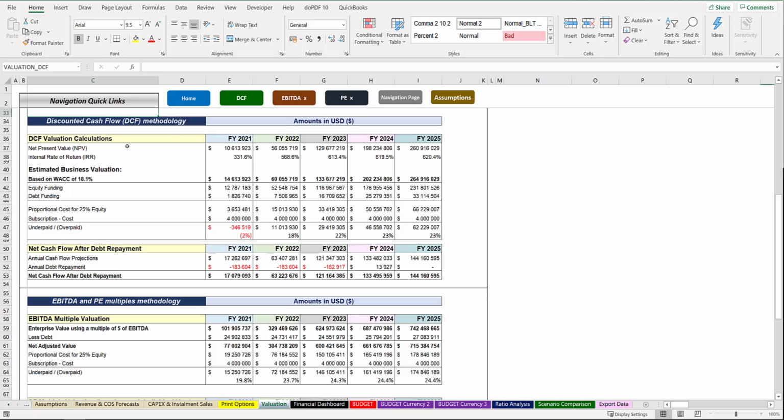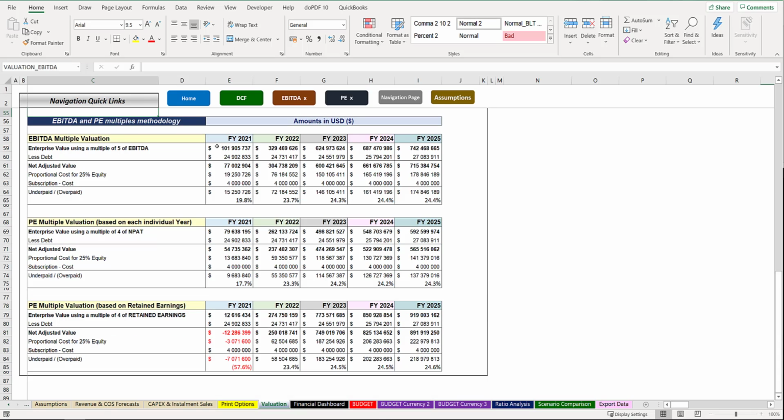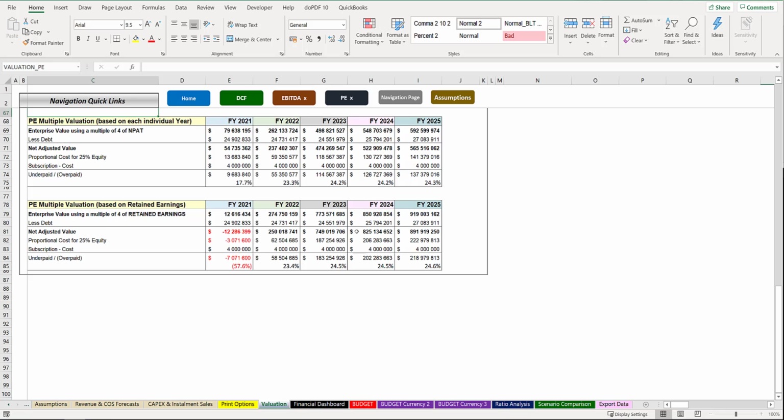Go to DCF, and we'll go through these calculations at a very high level, or to the EBITDA multiple, which is this one here, or the PE multiple, which essentially just takes us to the PE valuations.